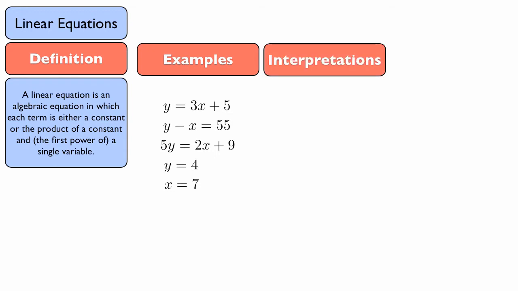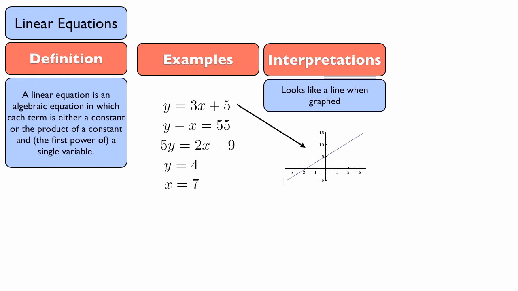So let's interpret what these equations mean. The first big thing is that they look like a line when you graph one. So here's a graph of y is equal to 3x plus 5. And as you see, it's a line. That's where we get the term linear equation from.